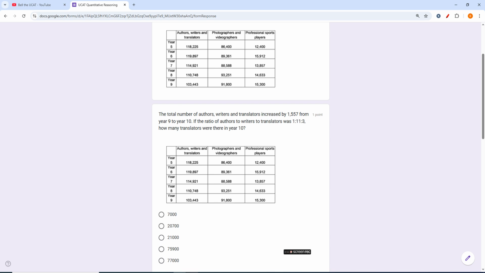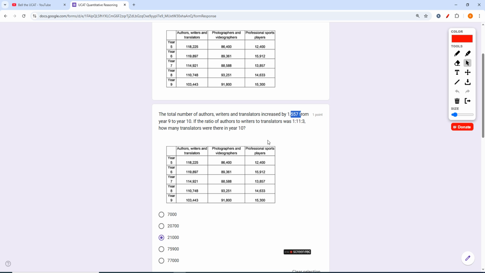Okay, 1557, so 105,000. If the ratio of the total number of authors is 1 to 11 to 3, how many translators? 3 over 15, 1 over 5. So 1 over 5 of 105, 21. Answer is 21. There you go. That's the answer.